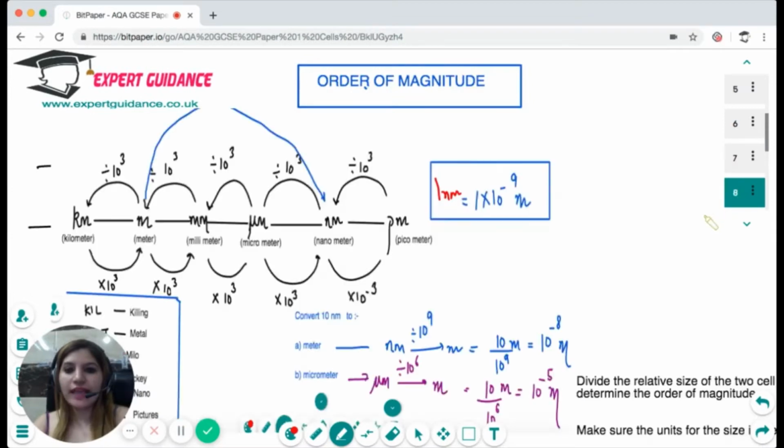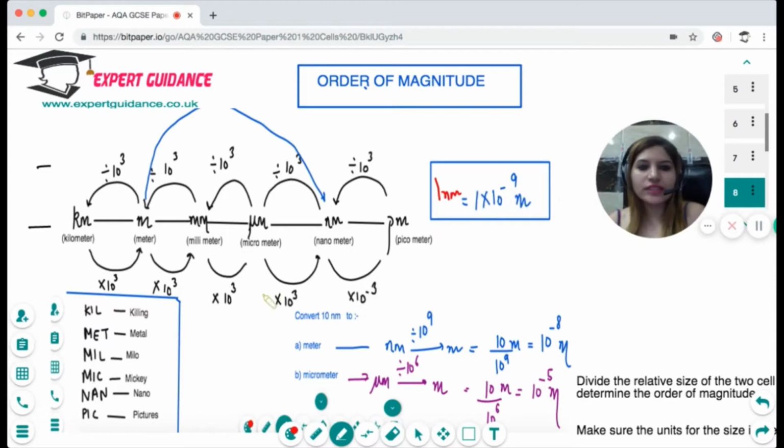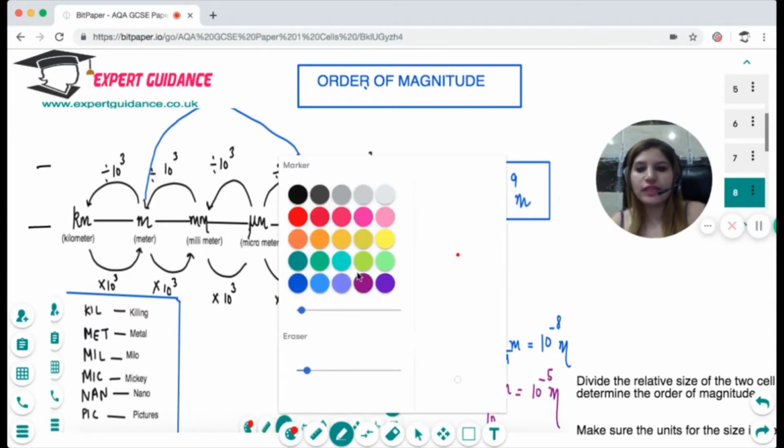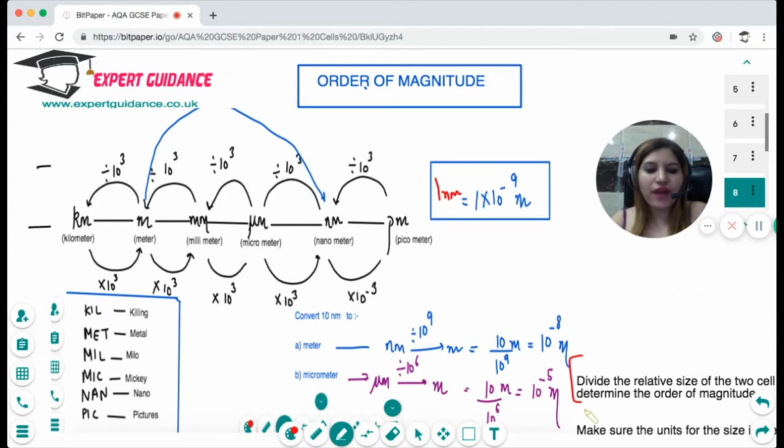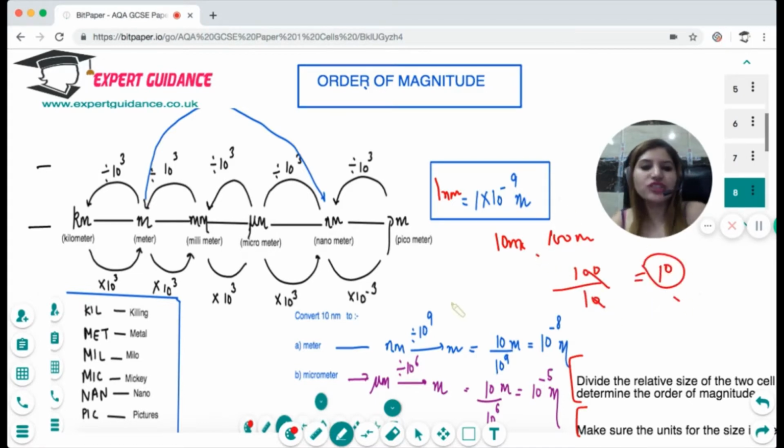Okay, so next, in your syllabus, there's a topic on order of magnitude. Now, what is order of magnitude? They'll give you the size of the two cells, and then they'll ask you what is the order of magnitude of the two cells. So what you need to do is divide the size of the two cells, okay? And that will give you the order of magnitude. So for example, if one cell is, let's say, 10 meters, and the other cell is, let's say, 100 meters, right? So you divide the two sizes, so you will get the answer as 10. So it means that one cell is in the order of magnitude 10 than the other.